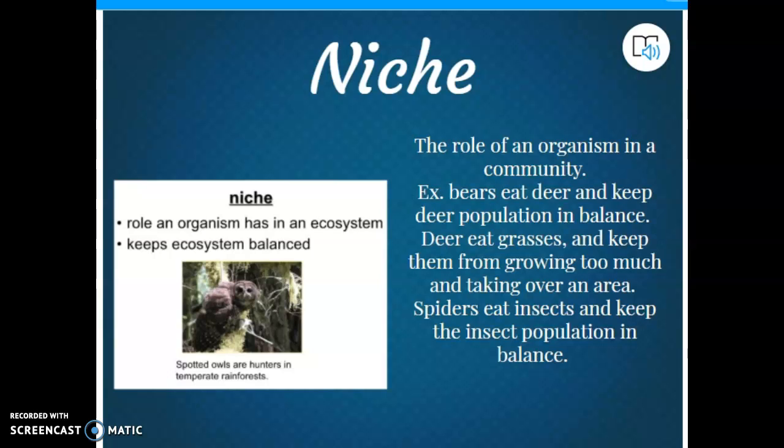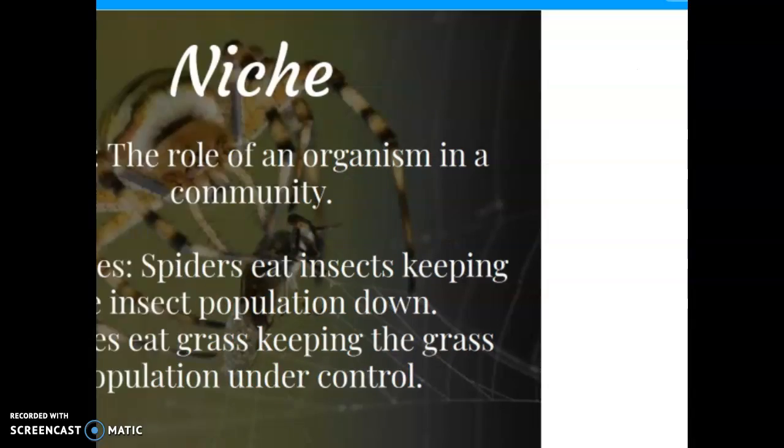It's the organism's job, right? Bats have a job. They eat insects. Worms have a job. They decompose things. Zebras have a job. They eat grass, right? Lions have a job. They eat the zebras. All these animals have different jobs that they perform inside of the ecosystem to keep that ecosystem in balance.